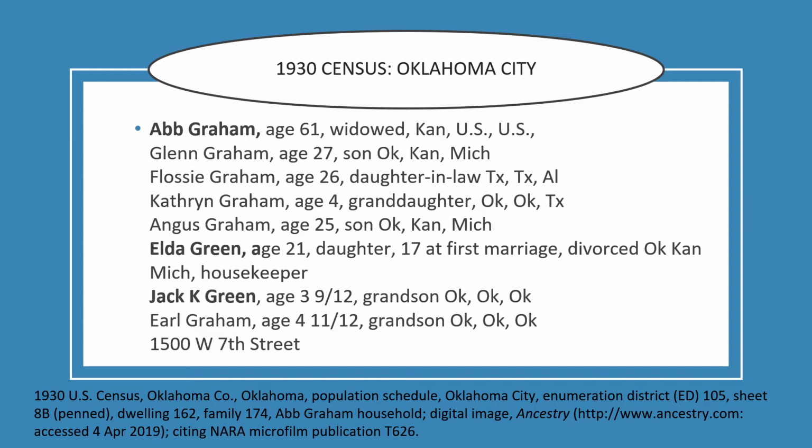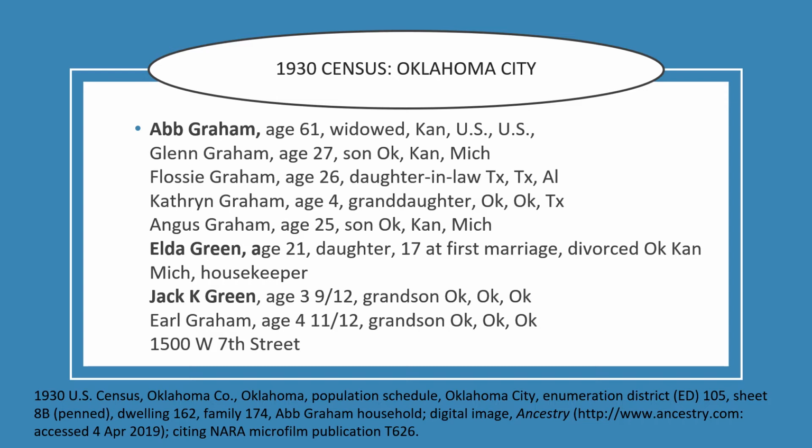Notice also that this is a blended household, meaning that we've got three different families. We've got Ab Graham, who is the head of household. We have his son and daughter-in-law and their child. And then we have another son. And then we have Elda, who's the daughter of Ab, and her son. And then we have another grandson. So we've got a blended family here of a lot of different people.